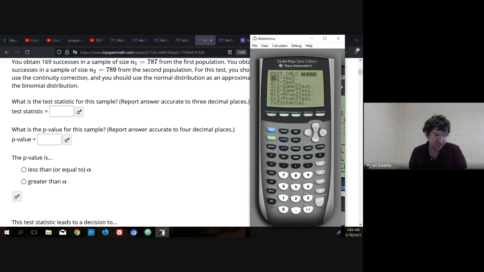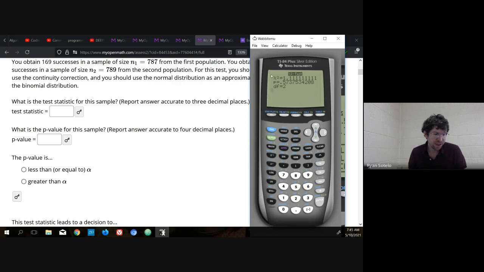Just go to your tests. This time we're looking for the chi-squared test, not goodness of fit. This is the test of independence, and it's just called chi-squared test. You go to that. My observed matrix is matrix A. Use matrix B to calculate the expected, and then calculate. And if you need to see the expected values, you can go to matrix B and check it out.